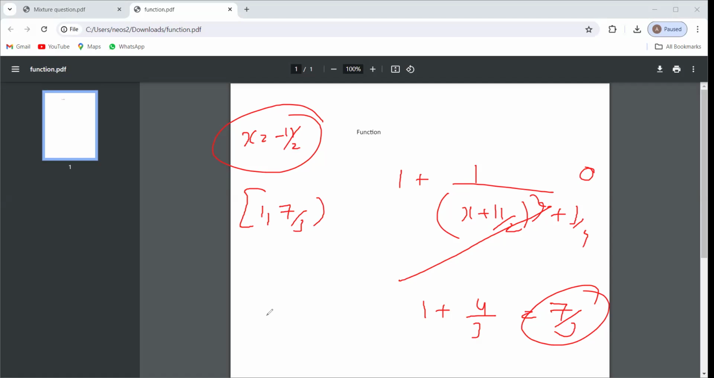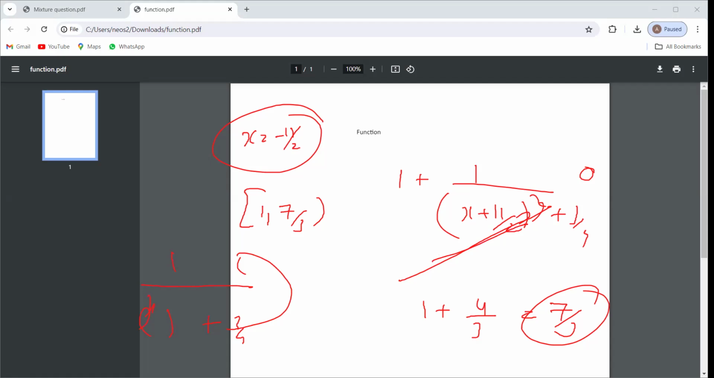Now think. If you start putting values here, say any value from 0, this will be 1 by some positive number plus some fraction. So obviously this will be less only. You are increasing the denominator, and if the denominator is increasing, the value of the function will decrease. So we can talk about the maximum value when this square root becomes 0.